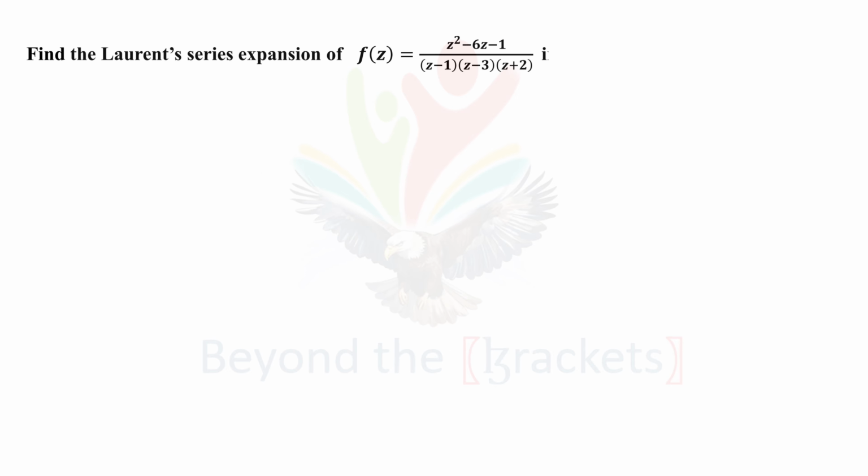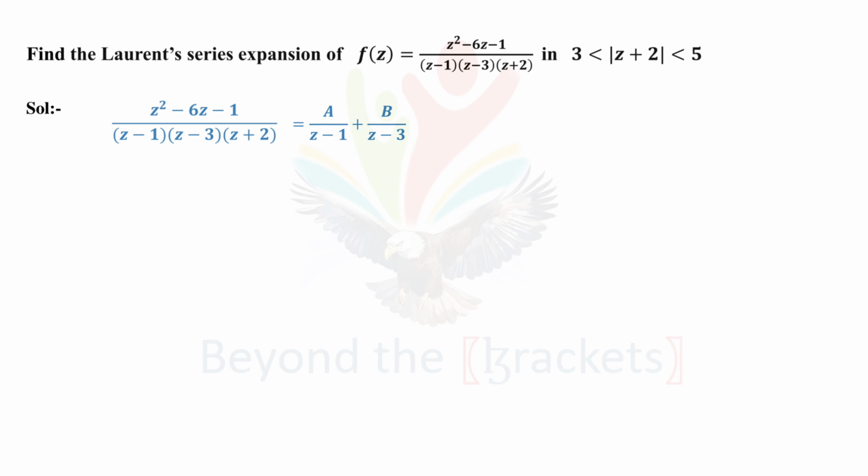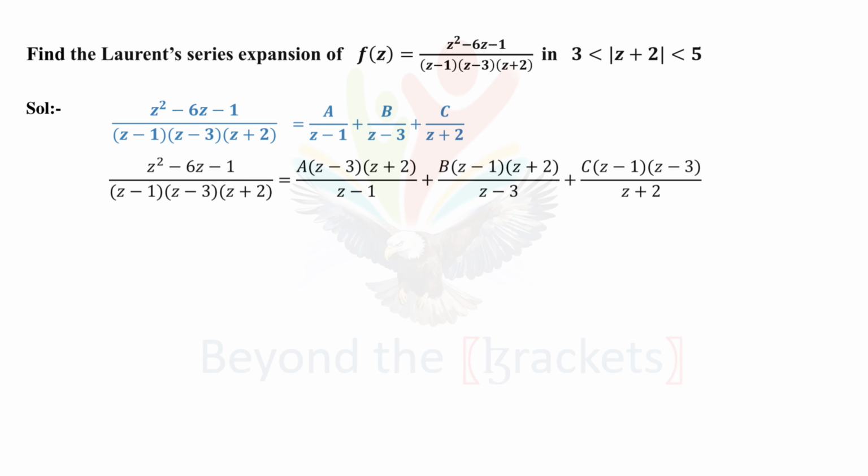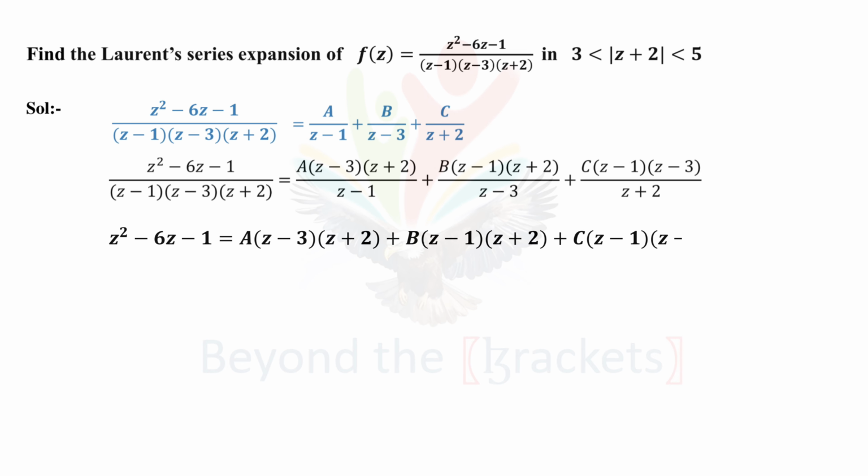Here comes the last question. First, finding the value of f of z using partial fractions. F of z can be written as a by z minus 1 plus b by z minus 3 plus c by z plus 2. Simplifying this by taking the LCM, we have z square minus 6z minus 1 is equal to a into (z minus 3) into (z plus 2) plus b into (z minus 1) into (z plus 2) plus c into (z minus 1) into (z minus 3).